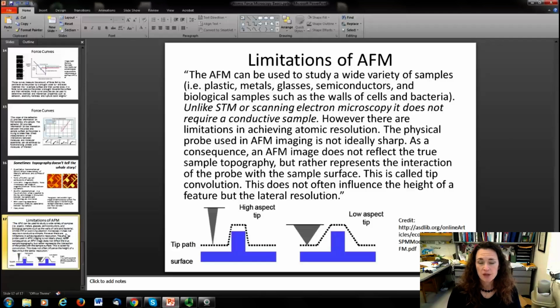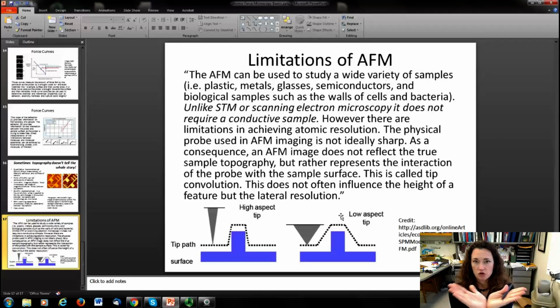So for example, if you have a very rough sample or a sample where the slope is really steep as the topography varies, like here where you've got this little pillar, you're limited by the size or angle of your tip. If you've got a high aspect ratio tip with that very small angle at the bottom of the tip, then you're going to be able to do a better job of figuring out what the width of that pillar truly is and what the angle of the pillar truly is.